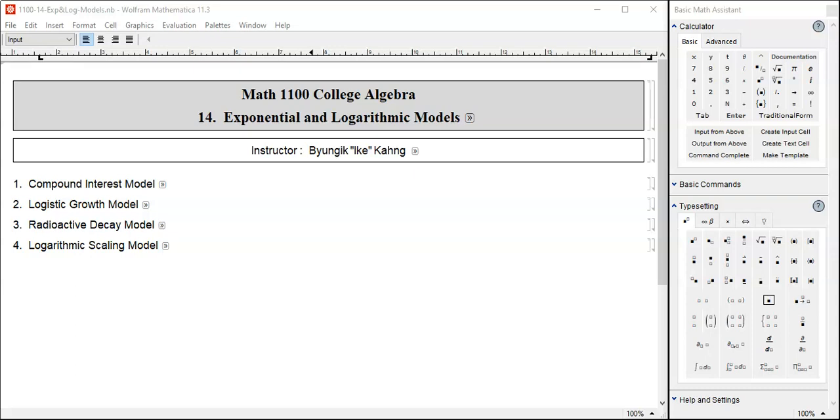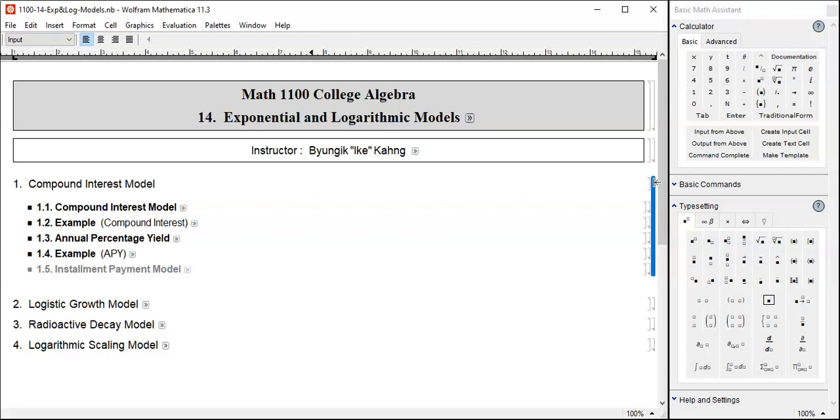Welcome back, students. Let us complete section 1. Most of the topic I'm going to talk about here is going to be an optional topic.